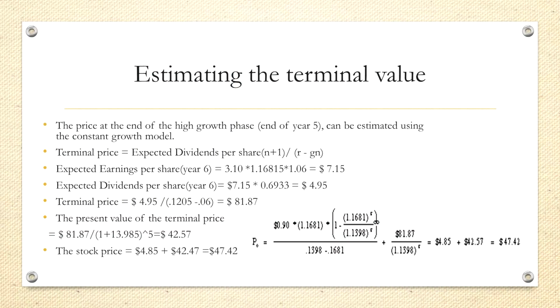How do we do discounting? 81.87 divided by 1 plus the required rate of return during the first 5 years, which is about 14%, raised to the power 5. And the stock value, based on this two-stage model, would equal $47.42, which is a combination of the value during the high growth time period, about $4.85, as well as the terminal value, $42.57.